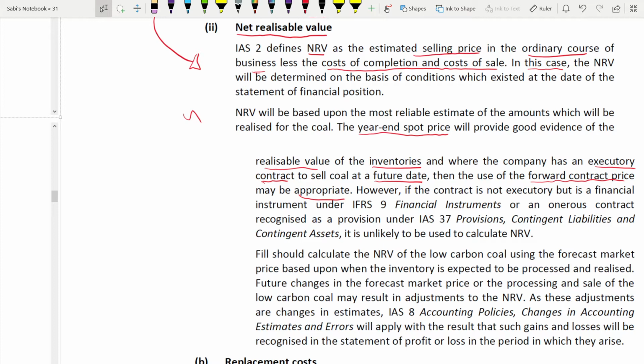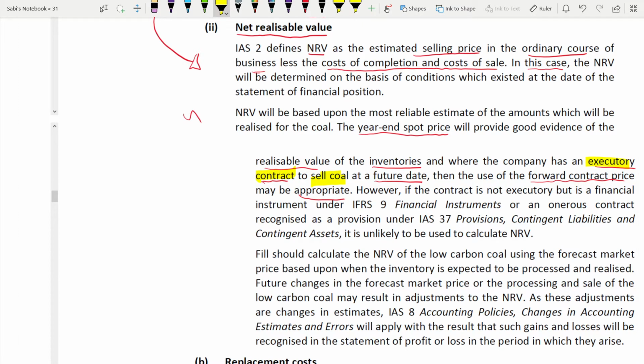Okay, and executory contracts are not dealt with under IFRS 9. It's not within the scope of IFRS 9 to deal with executory contracts. Executory contract is like when you are selling gold, a commodity. It's not a financial asset, it's a non-financial asset. Like in this example, if you are selling coal using a contract, that is known as an executory contract.